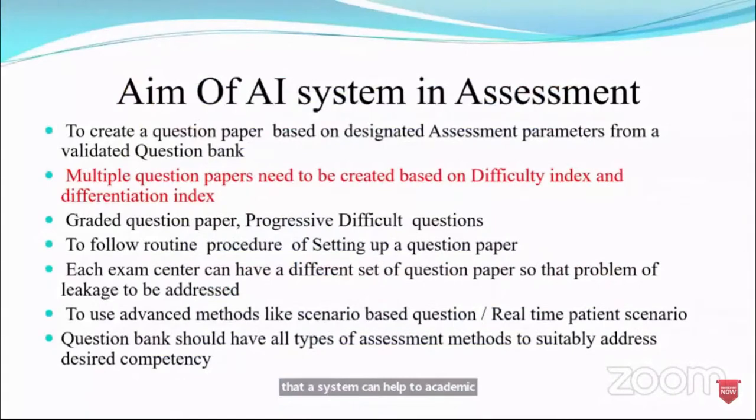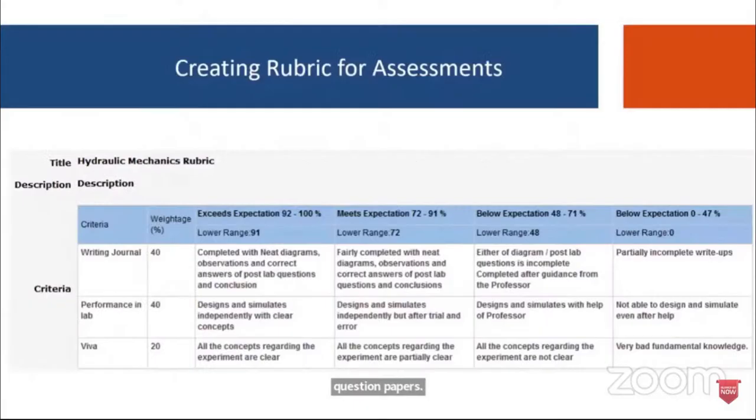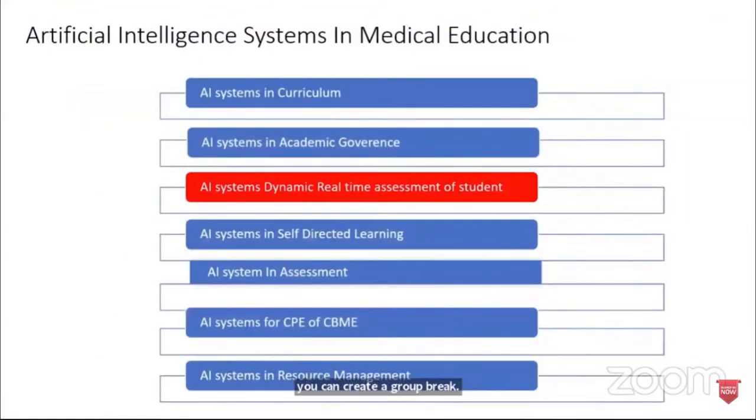Then it can be used for assessment, where we could have a database of question papers with calculated difficulty index and discrimination index. And we can design new question papers on whatever set you want. And then you can create a rubric, and this assessment could be done with all those possibilities available.